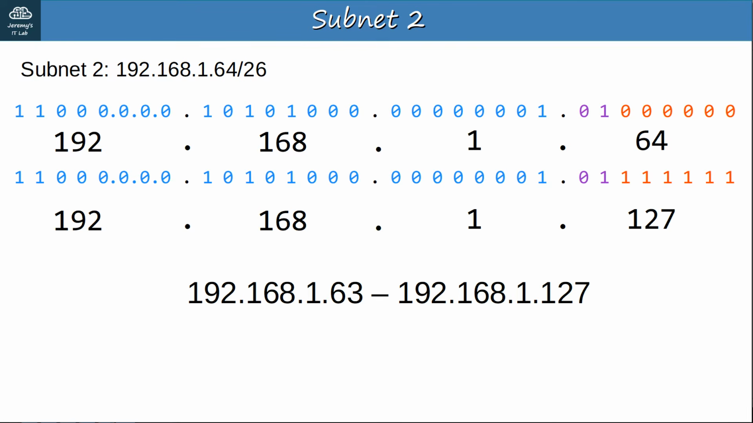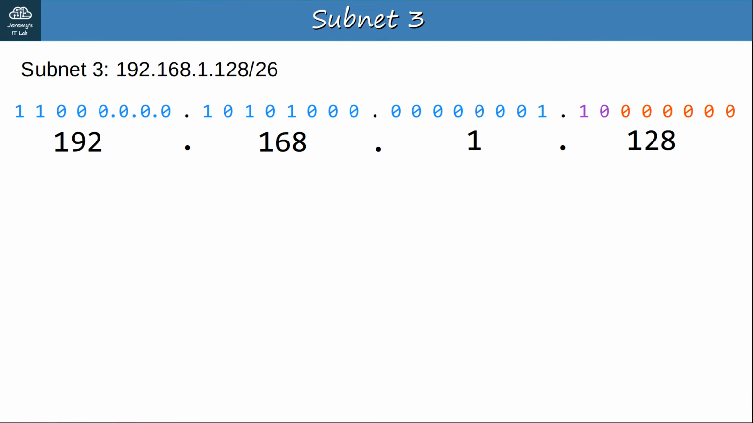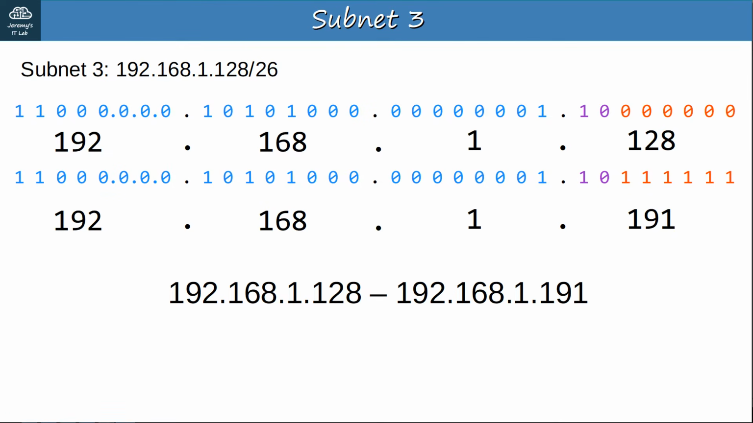Add 1 to the broadcast address, and we'll get the network address for subnet 3. So that means subnet 3 is 192.168.1.128/26. Here is the network address in binary. Again, notice we changed one of the borrowed purple bits to 1, but the host bits are all 0. Change them to 1, and here's the broadcast address. So the address range for this subnet is 192.168.1.128 through 192.168.1.191. Now we can find the last subnet, subnet 4.